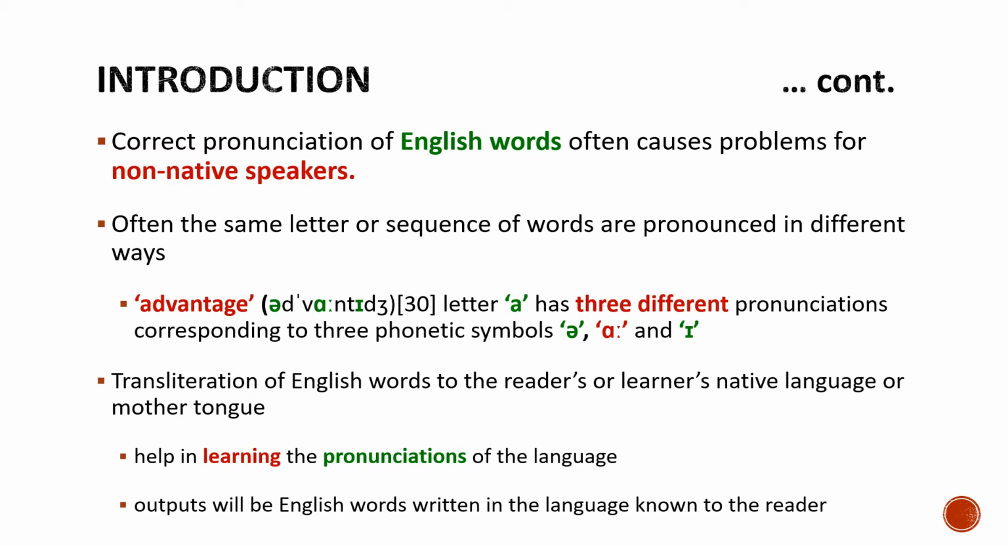For example, in the word advantage, the letter A appears 3 times with 3 different pronunciations, and these pronunciations can be described with 3 phonetic symbols. Transliteration of English words to the reader's or learner's native language or mother tongue can help in learning the pronunciations of the language, as the output will be English words written in the language known to the reader.